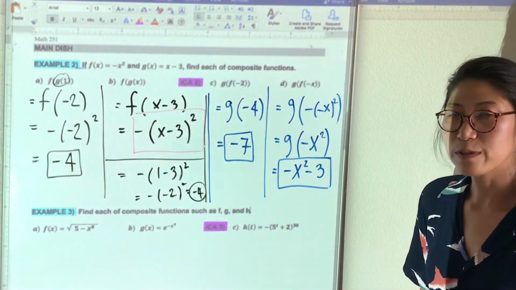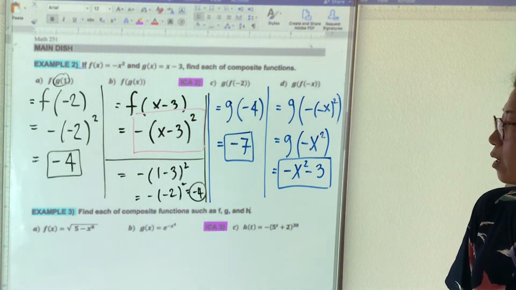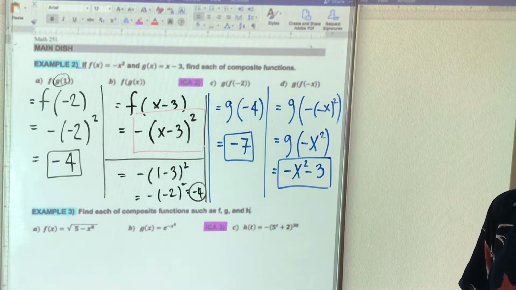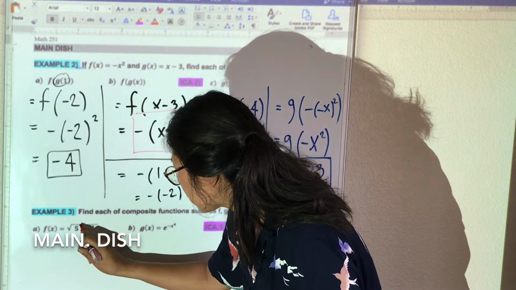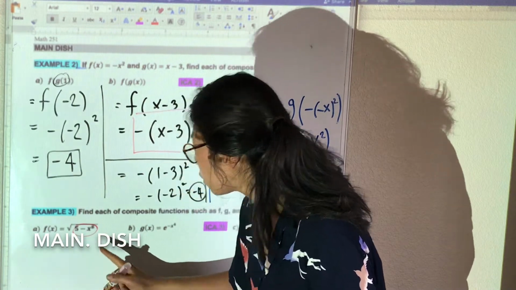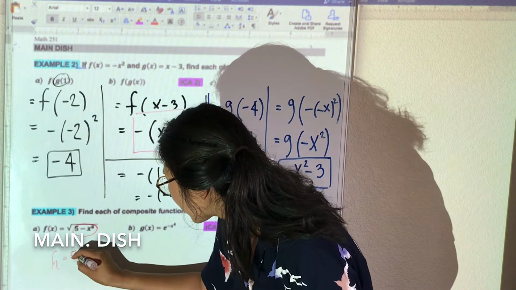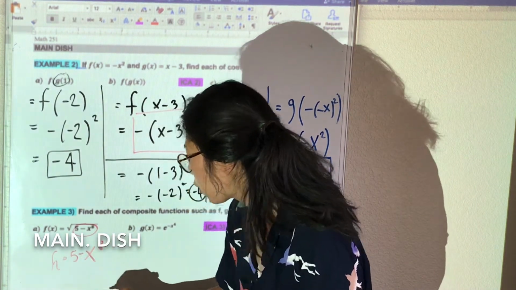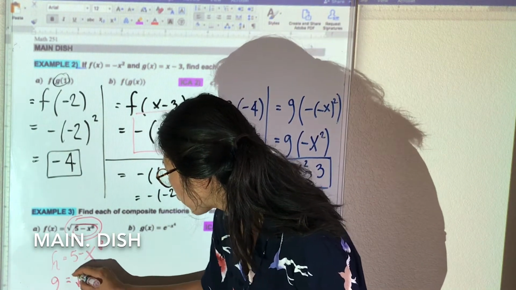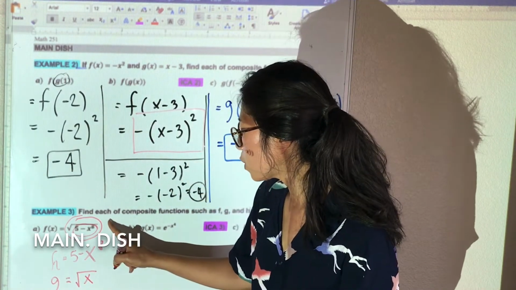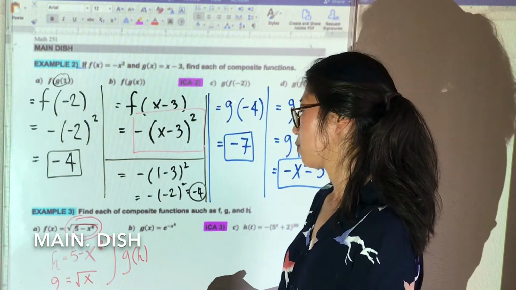Okay, so example 3 is about how many functions are composed together. If you look at A, you can see that 2 functions are combined together. If I make a circle here, I see that there's one polynomial function, 5 minus x to the 8th power. And then I see another function combined with it, the square root of x. So this function I can see as g composed with h.